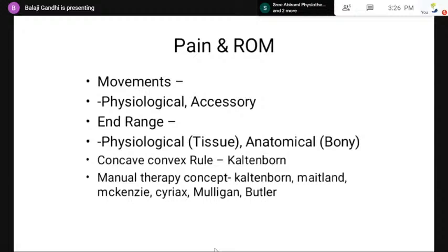When abduction of the shoulder joint takes place, the humerus moves laterally and upwards. So what is happening at the articular surface of the shoulder joint? The head of the humerus, which is a convex surface, glides downwards over the concave surface of the glenoid fossa. Then automatically it produces abduction movement of the humerus. So without the accessory movements, there will not be any physiological movements.